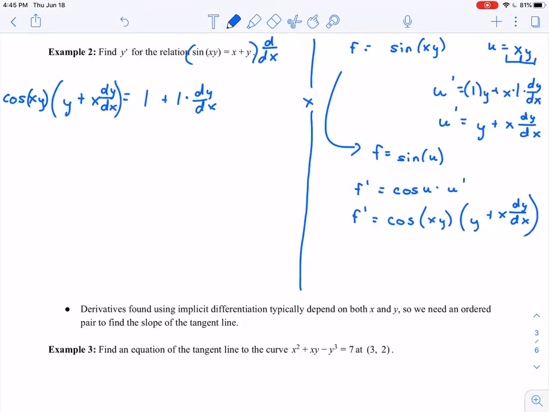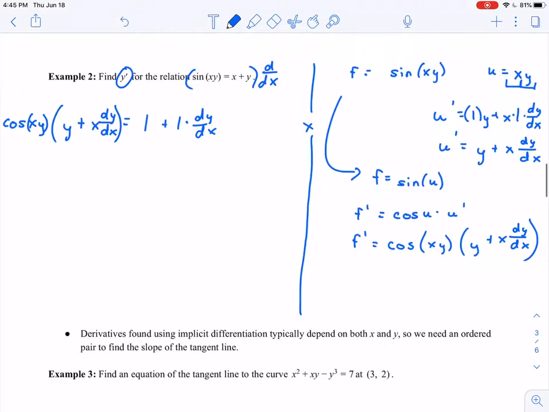And I want to find y prime. Well, y prime is really just another way to write dy over dx. So really what I want to do is solve for dy over dx. That's what I'm trying to do here. So there's not a great way to do it. We're going to have to do a little bit of algebra here.